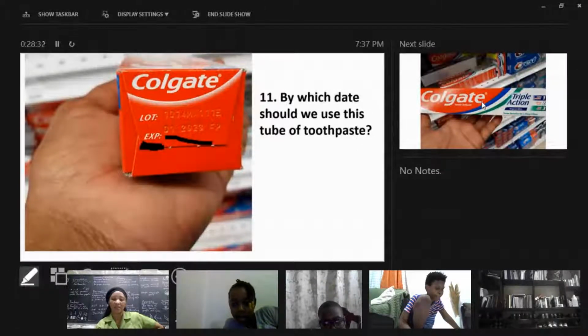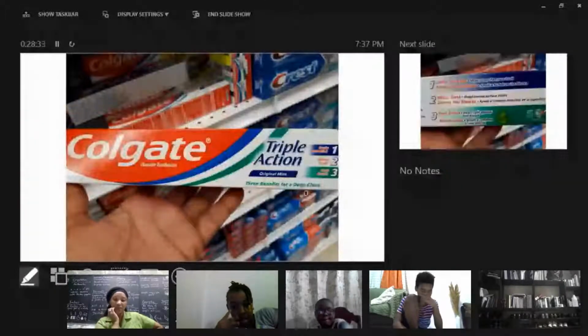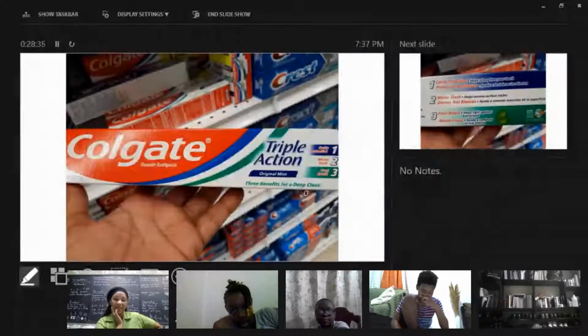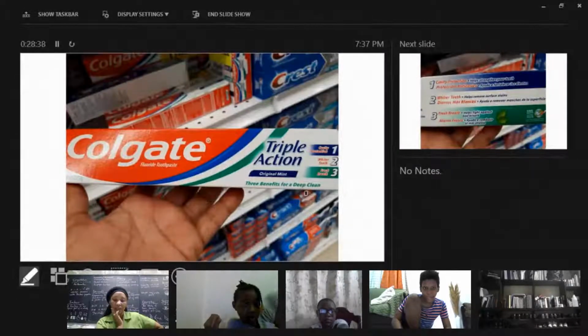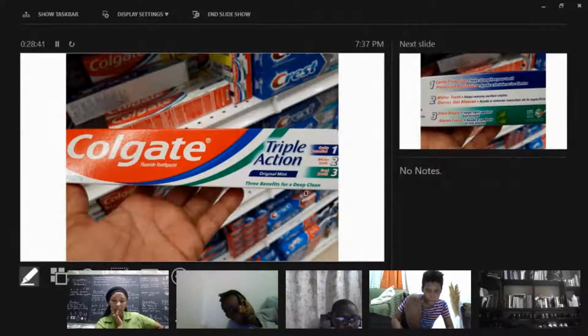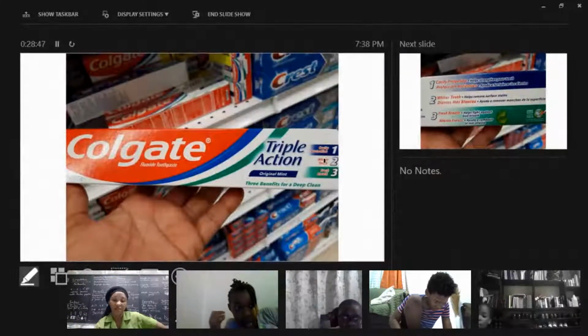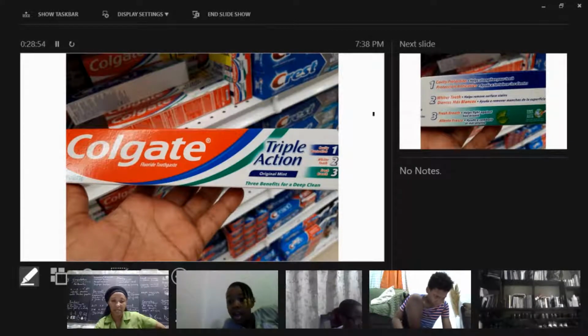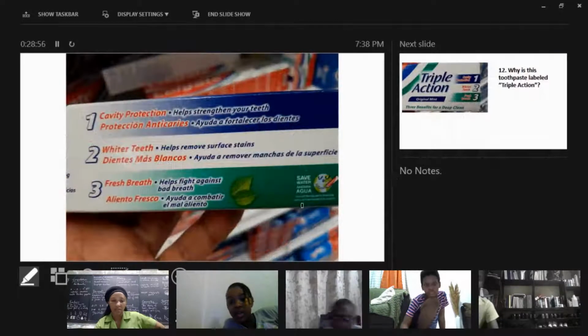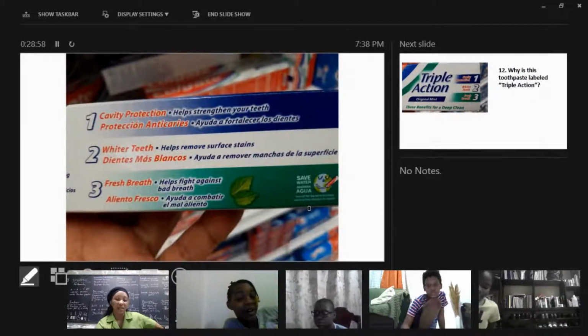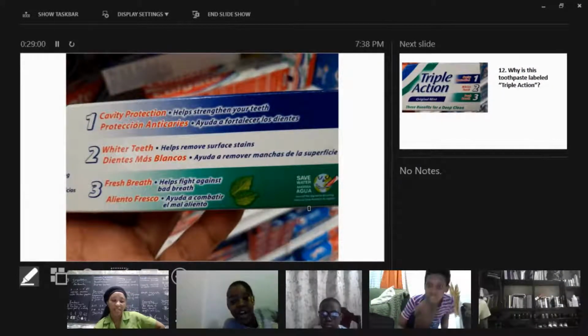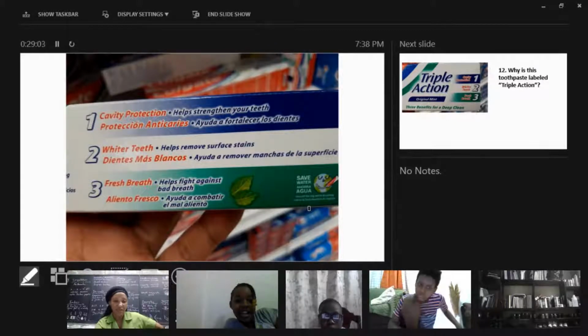All right. So now we're looking at a different toothpaste. Same Colgate, the manufacturer, the Colgate Palmolive company. But this one is the Triple Action Original Mint. John, please read the box. Just the English. You don't have to read the Spanish.